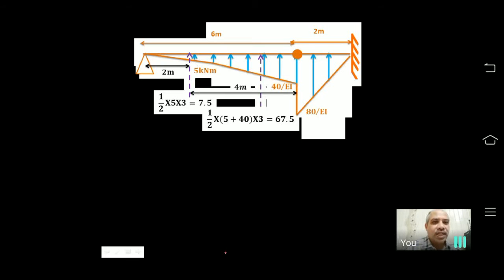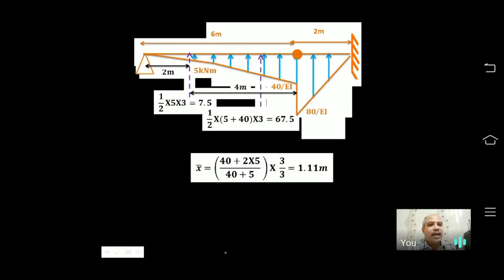Now you can go to the second part, which is trapezoidal. We have half into 5 plus 40 into 3, which will be 67.5. Now below this 7.5 upon EI we have 67.5 upon EI. Now x bar, if we see for this trapezoidal, then we are finding centroid from 40. So I will get this value as 1.1 meter. That you can see over here, 1.1 meter.